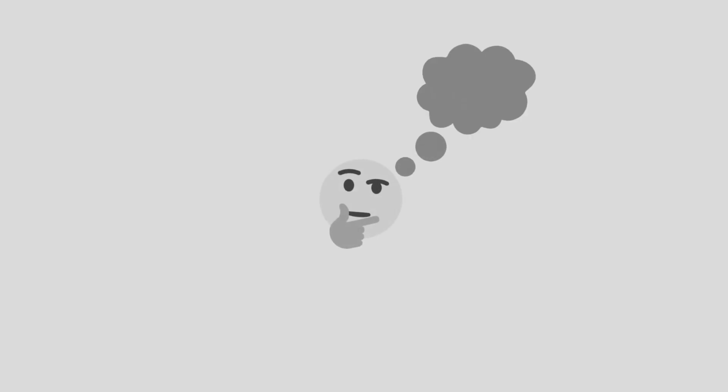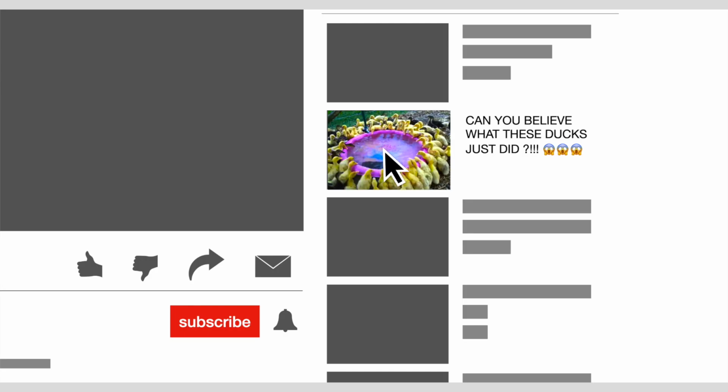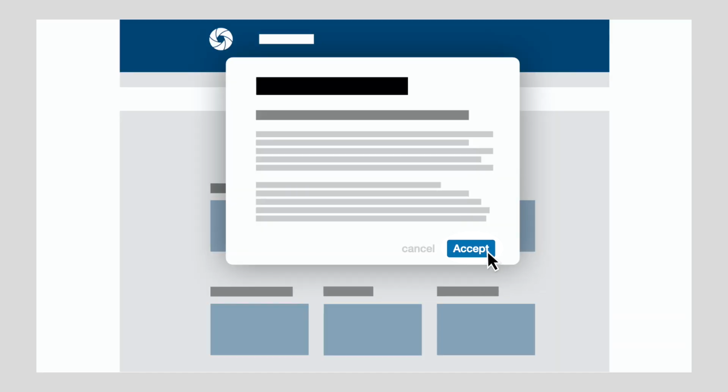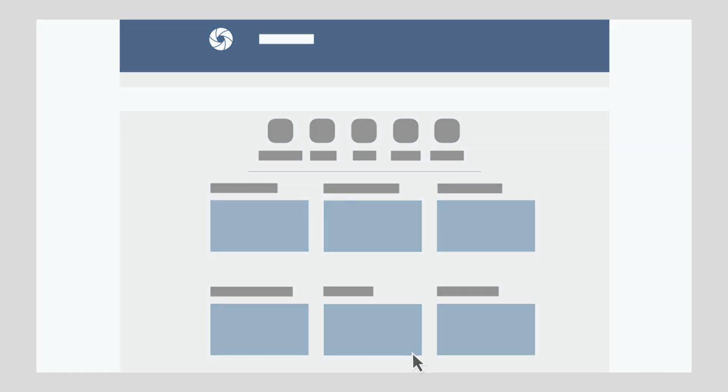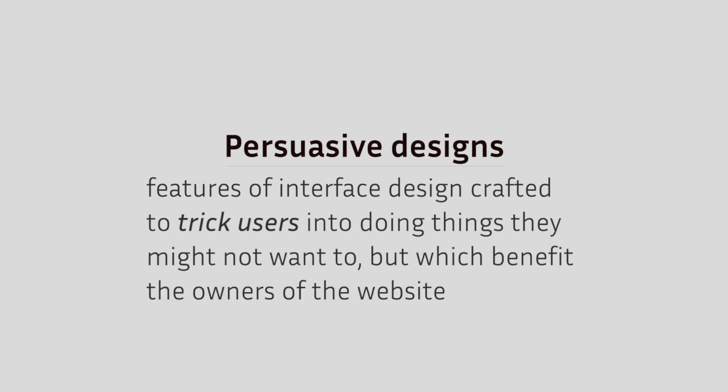Have you ever imagined a refined internet experience, free from clutter, distraction, and manipulation? We've all been distracted by a flashy thumbnail, wasted an entire afternoon because of autoplaying content, or mindlessly clicked a button we didn't want to because of its suggestive color and position. These are persuasive designs, features of interface design crafted to trick users into doing things they might not want to, but which benefit the owners of the website.